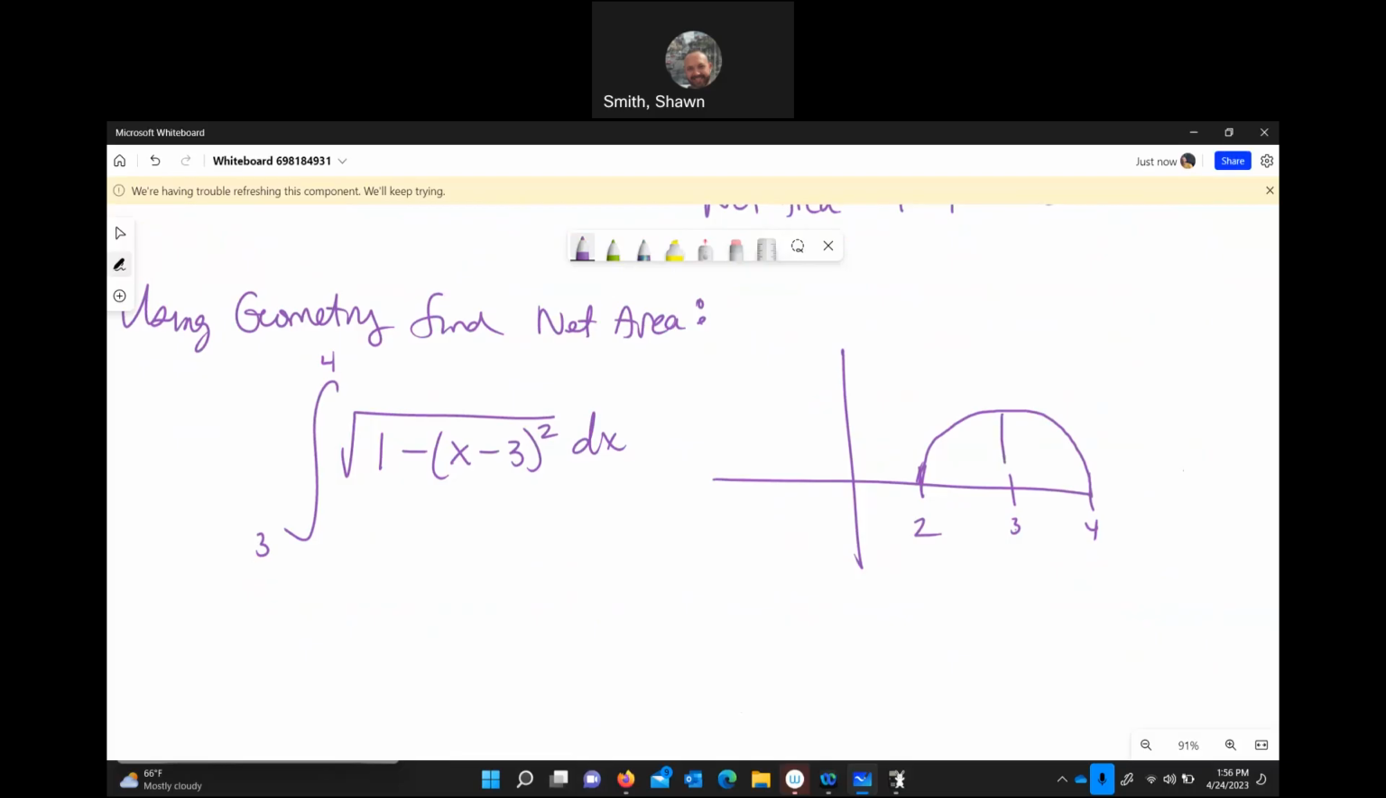And we're concerned about from 3 to 4. I just want that. Well, isn't that a quarter of a circle? Full circle area is what? Pi r squared. That's a quarter of the circle. So 1/4 of the radius, 1, squared, times pi. So this is just pi over 4.